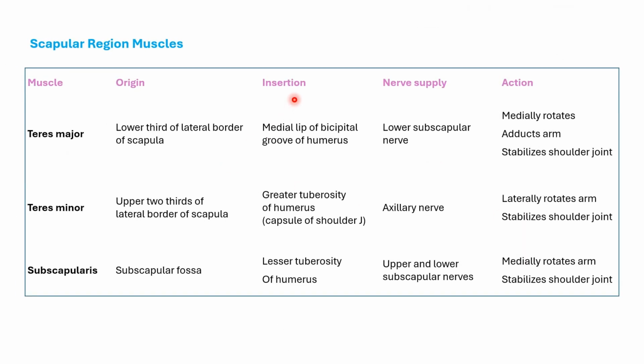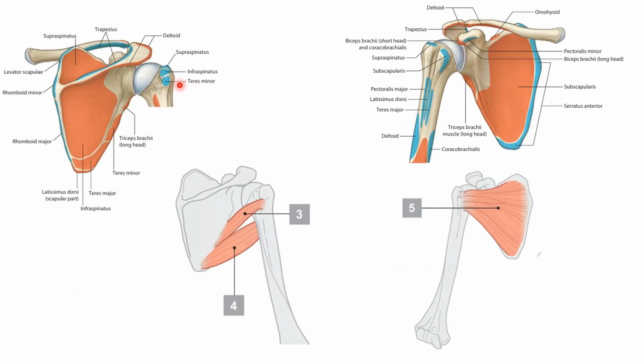Okay, now we look at insertions. Teres major inserts to the medial lip of the bicipital groove of the humerus. Teres minor inserts to the greater tuberosity of the humerus and also the capsule of the shoulder joint. And subscapularis inserts to the lesser tuberosity of the humerus. Okay, you can see this is the teres minor inserting to the greater tuberosity of the humerus, and this is the teres major inserting to the medial lip of the bicipital groove, and this is the subscapularis muscle inserting to the lesser tubercle of the humerus.